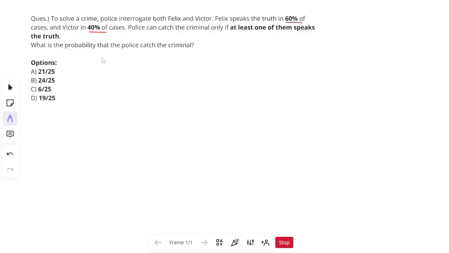See, first of all, let's note down the data which is given to us. So Felix truth probability. Felix speaks truth with the probability of what? 60%, right? So 60% can be written as 0.6, right? 60 upon 100. So Felix truth probability is 0.6.